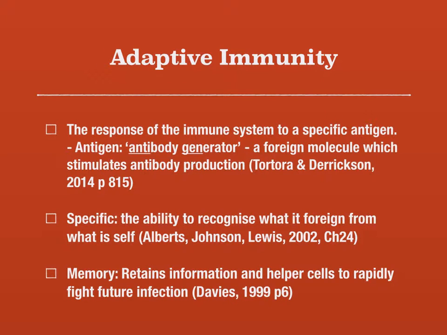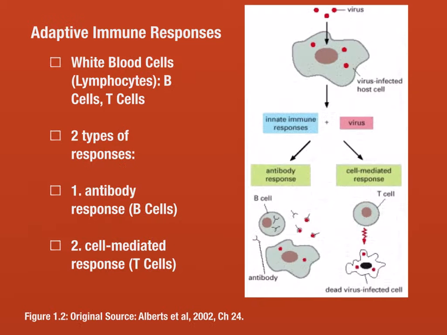Adaptive immunity is the response of the immune system to a specific antigen. An antigen is an antibody generator. It is a foreign molecule which stimulates antibody production. The adaptive immune response is specific in that it's able to recognise what is foreign from what is self, and has memory qualities in that it retains information and helper cells to rapidly fight future infection.